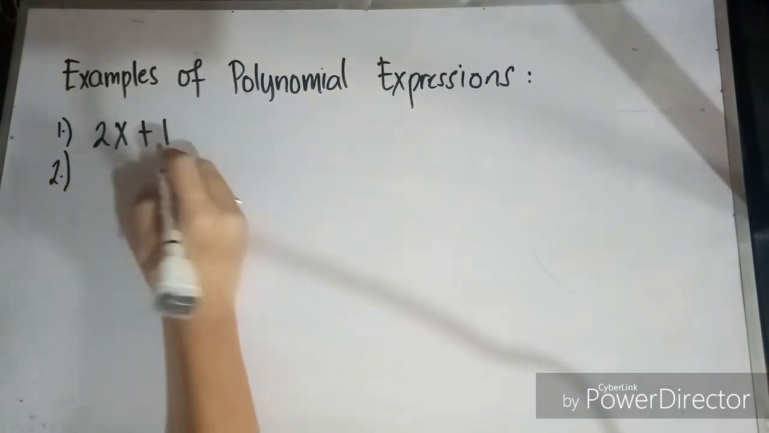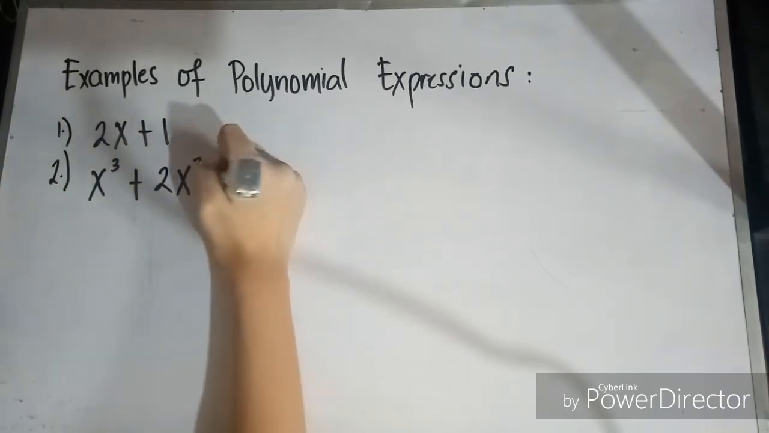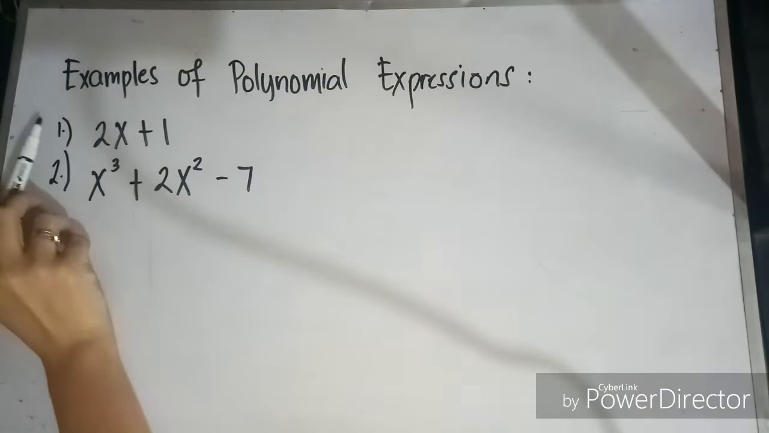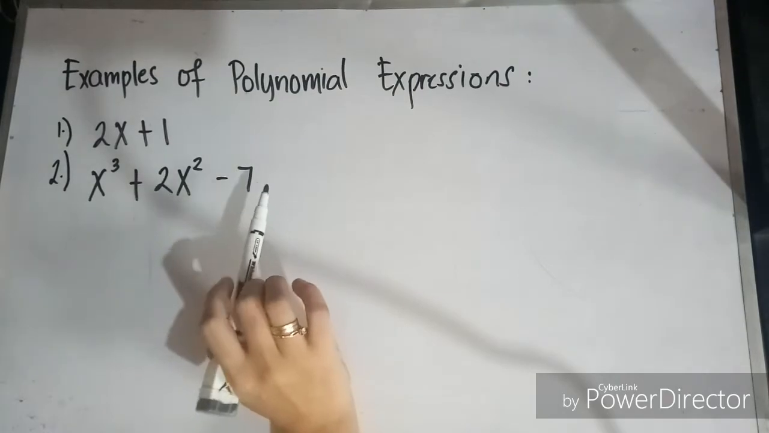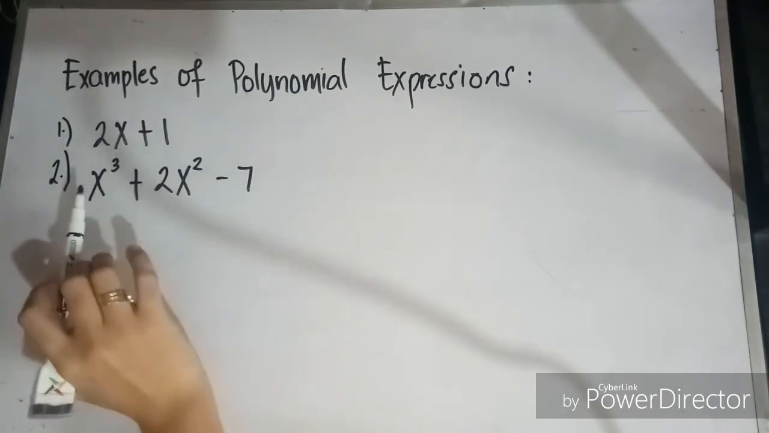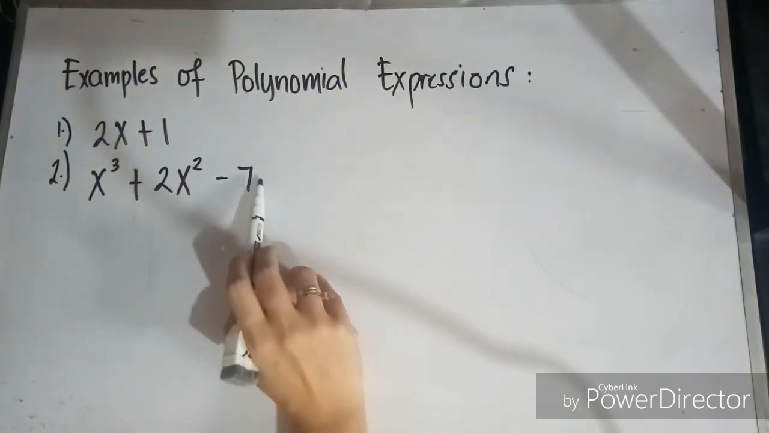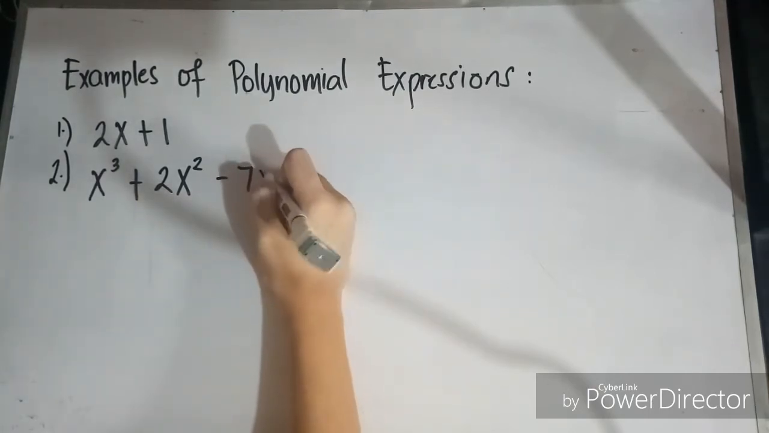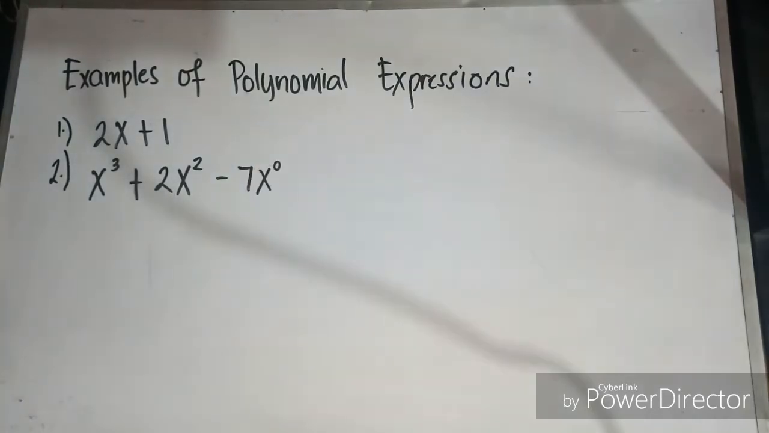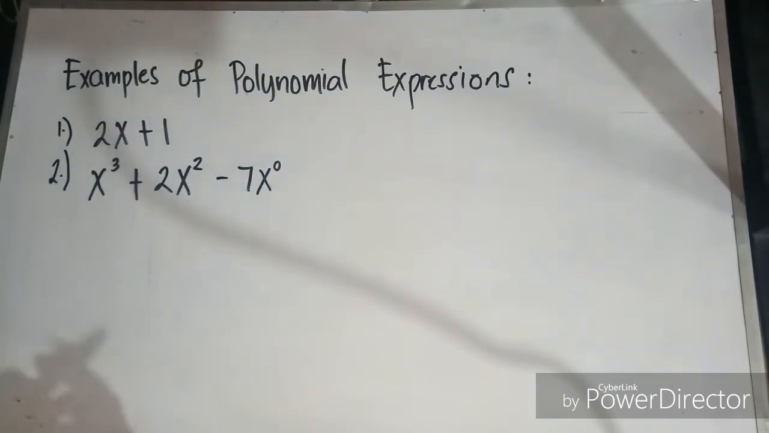Another example will be x cubed plus 2x squared minus 7. Both number 1 and 2 are in standard form because our exponents are arranged in descending order. You will see here that the exponent is 3, the exponent is 2, and the exponent here of our x is 0. Because remember what I said earlier, any variable or any number raised to the power of 0 will just be equal to 1. So negative 7 times 1 is just negative 7.